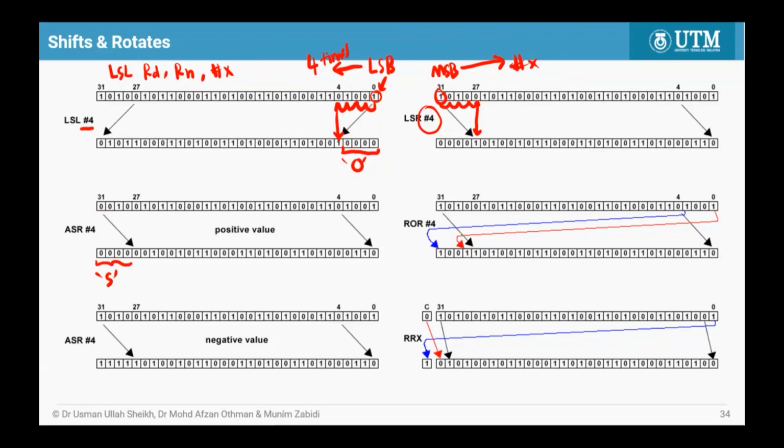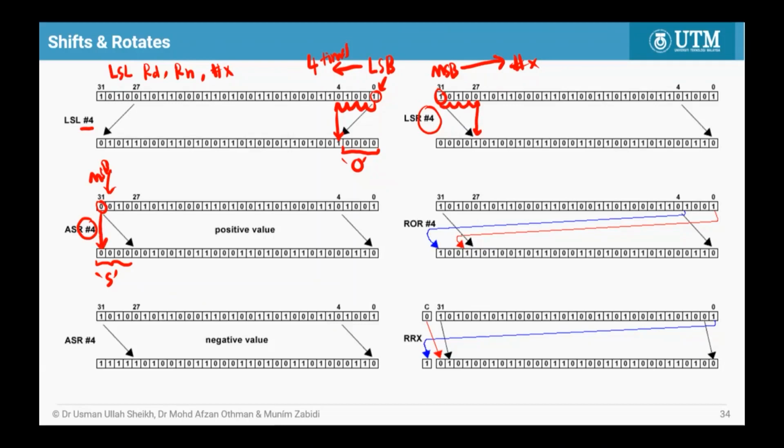So let's look at this. You have data something like this, and then you do the arithmetic shift right, 4 times again. First, this is your MSB, or your sign bit. You copy this value here to here.